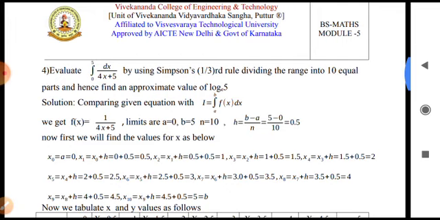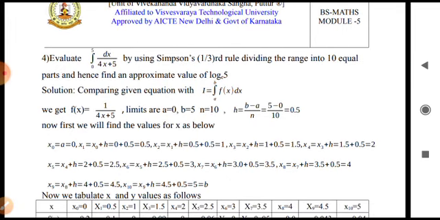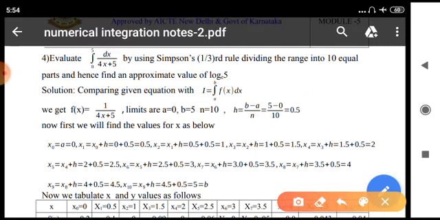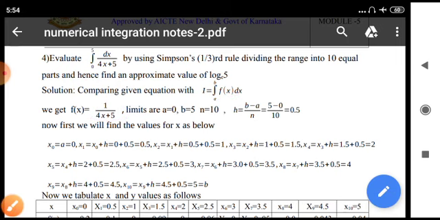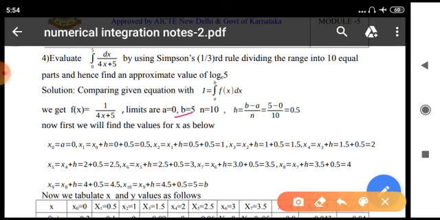Now coming to the solution, the first step is the same. Compare the given equation with I equal to the integration from a to b of f of x dx. So we get f of x equal to 1 divided by 4x plus 5. Now the limits are: lower limit a equal to 0, upper limit b equal to 5, and n is 10.